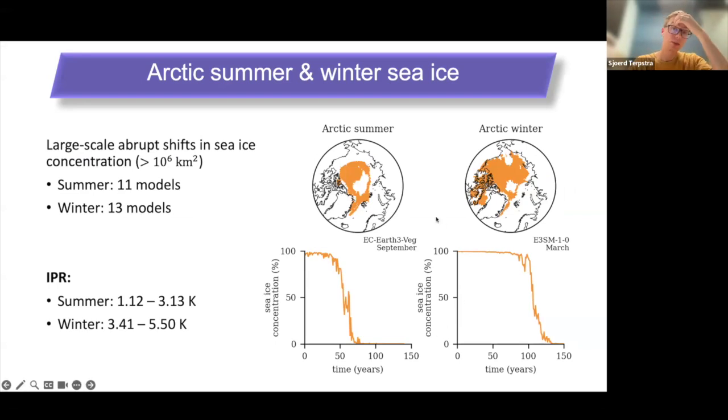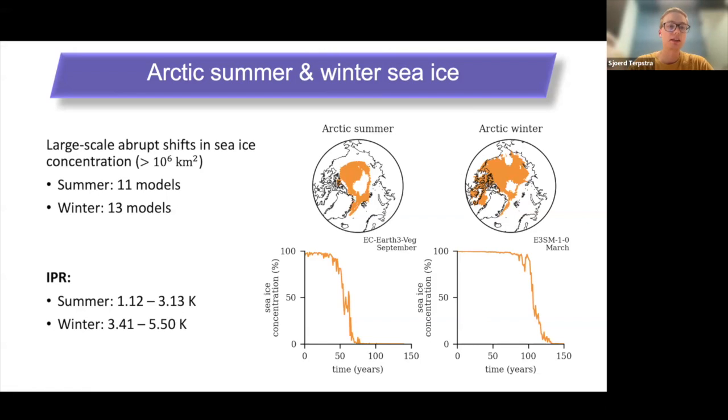So on the right here, we have again 2 examples of the EC-Earth model and the P3SM model. The summer one is in September, so we can see a very steep drop, so that we have kind of complete disappearance of sea ice in roughly 20 years. The Arctic winter sea ice covers a bigger area because there's of course more sea ice, and this disappears a bit later, but also in a quite short time span of around 20 years.